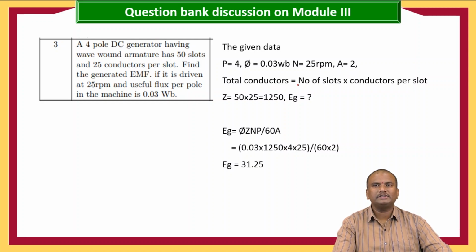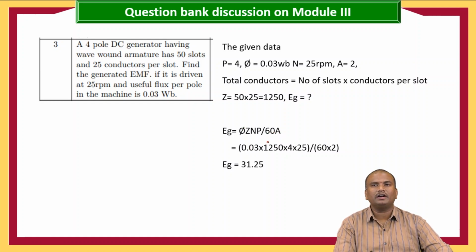Total conductors is equals to number of slots into conductors per slot, where Z is equals to 50 into 25, which is equals to 1250. EG we need to calculate. EG is nothing but generated EMF, that is the EMF equation of DC generator. EG is equals to phi ZNP by 60A. All the values are given.